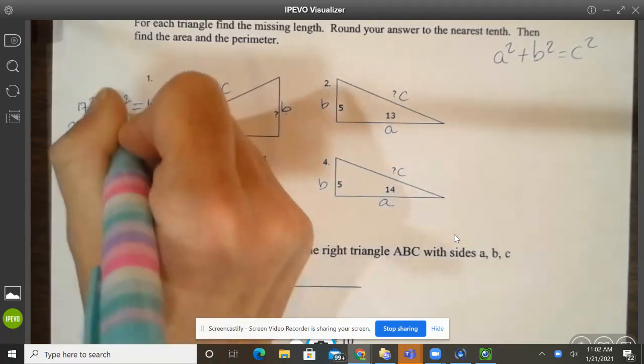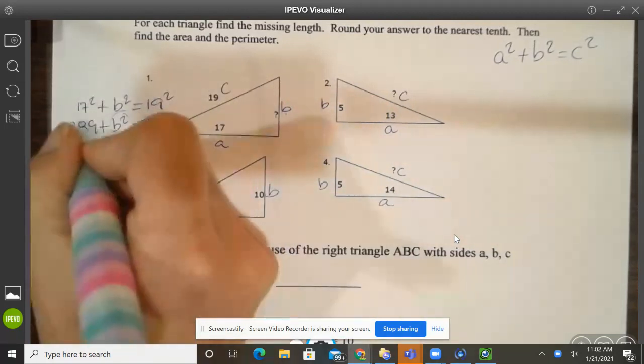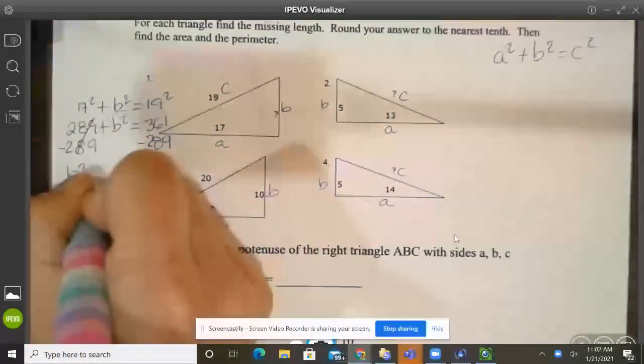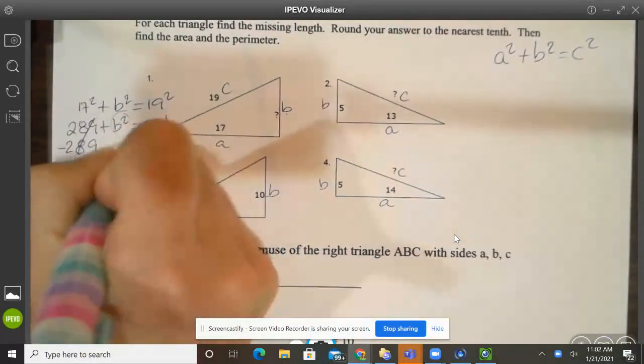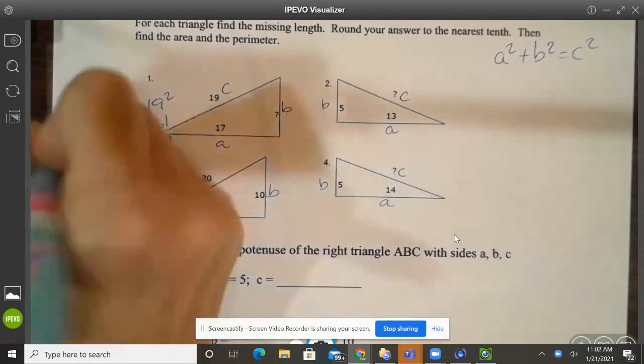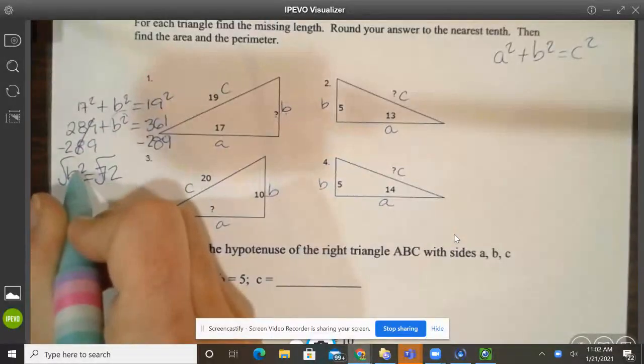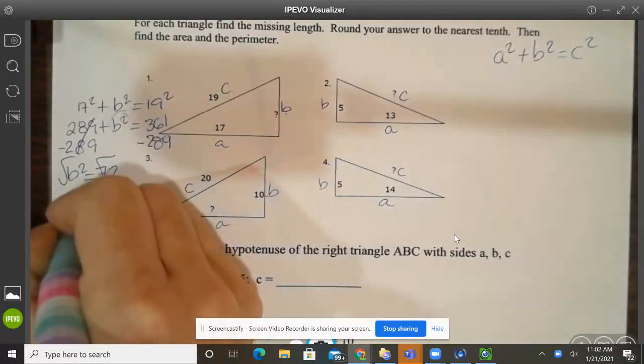You want to leave this one isolated, right? That goes away, and then I have b squared equals 361 minus 289, that's 72. And then at this point, you're going to take the square root because you want to undo that thing and just leave b by itself.